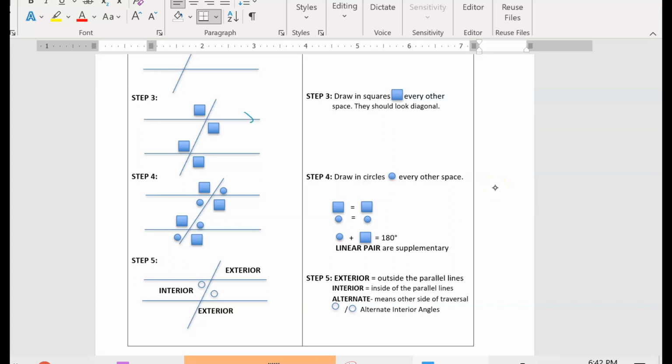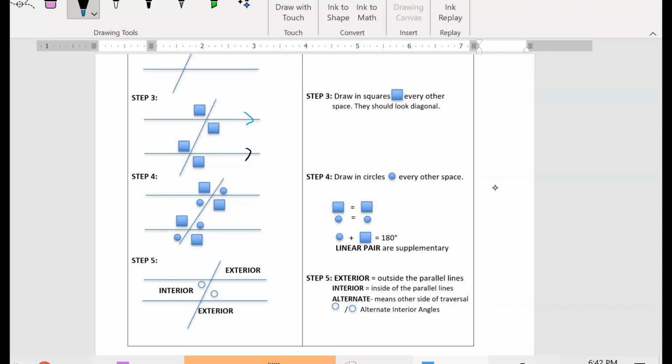Whenever you have two parallel lines, like here and here, and then it gets cut by a transversal. So any line that cuts these other two lines, basically a transversal is a line that cuts through two or more other lines. Okay, so it's a transversal.